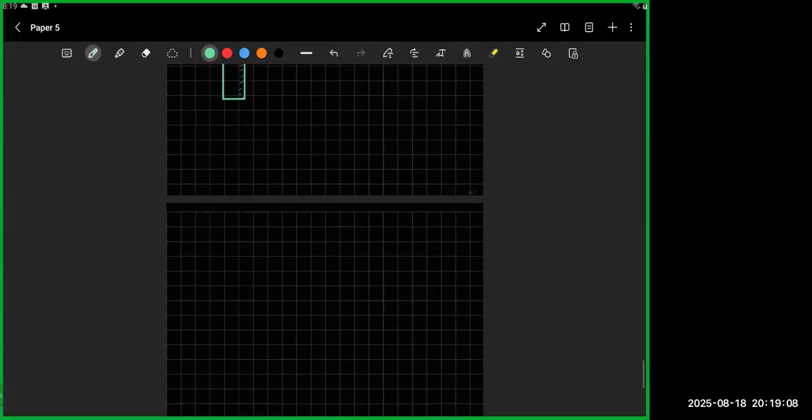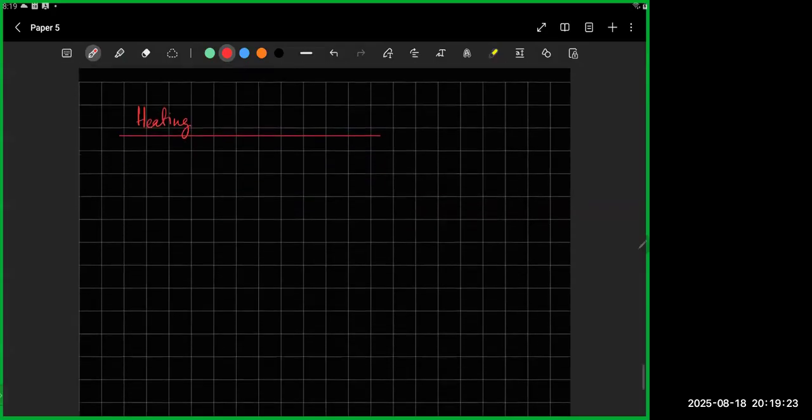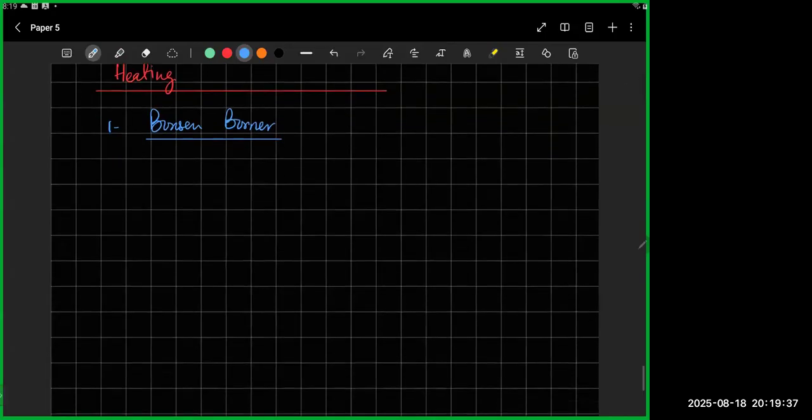We'll jump to heating, how to heat substances. The very first one, number one, is your Bunsen burner. What's the issue with the Bunsen burner? The Bunsen burner is something that looks like this.